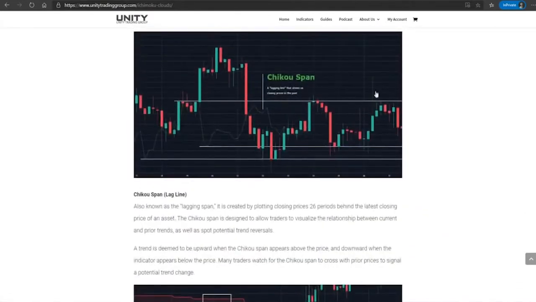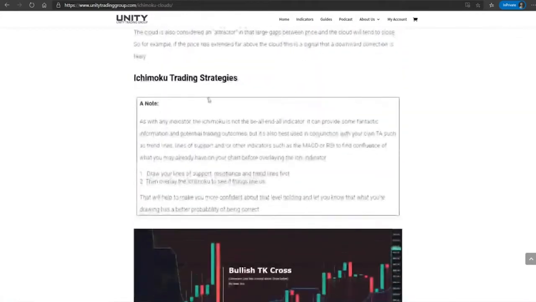So Chikou, and I've outlined how I use the Chikou in terms of what I just showed you a moment ago as well. The cloud. So let's look at some Ichimoku trading strategies. This is the bread and butter. This is the real fun part of trading with Ichimoku. This is the money maker.